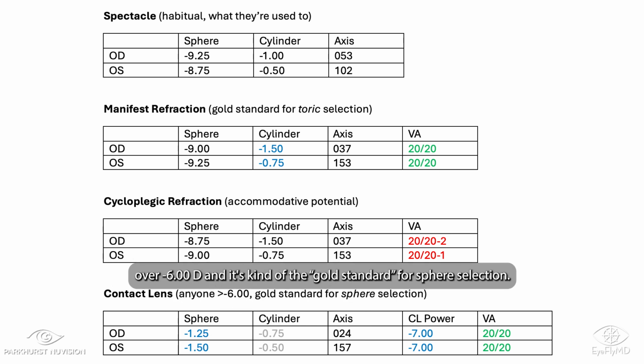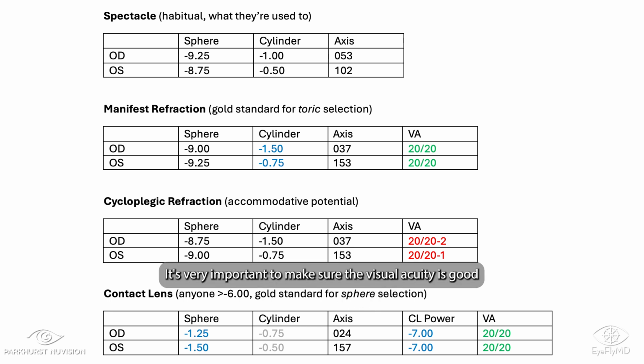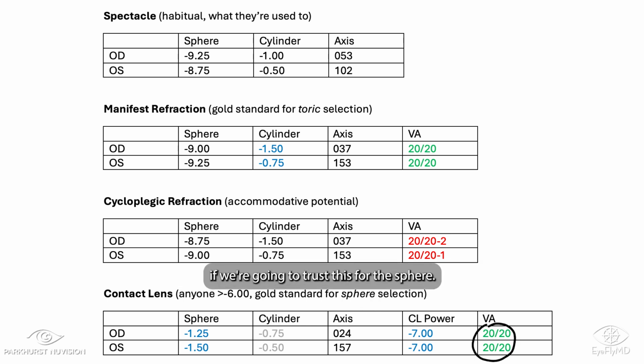kind of the gold standard for sphere selection. It's very important to make sure the visual acuity is good if we're going to trust this for sphere. So basically, these values are what we're about to use to choose the ICL power.